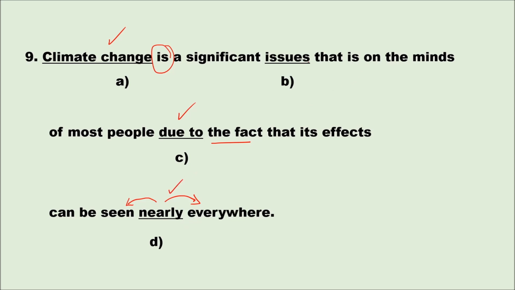Let's go back to B now. We have issues with an S on it. Is that correct? No, it's not, because of a. A is an article which means one. And it's not underlined in the sentence, so therefore this is going to be correct, which makes this wrong. The correct sentence for number 9 should be, climate change is a significant issue that is on the minds of most people due to the fact that its effects can be seen nearly everywhere.